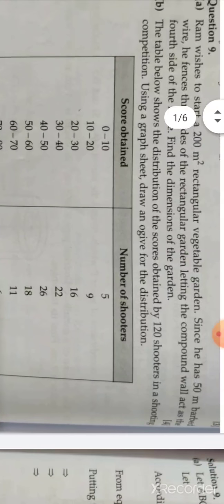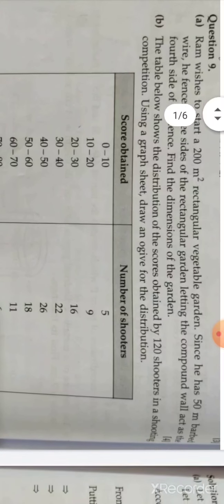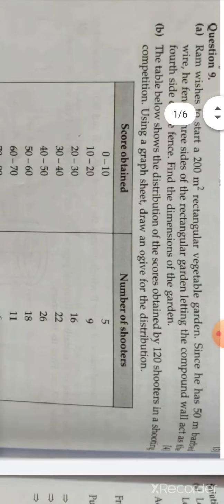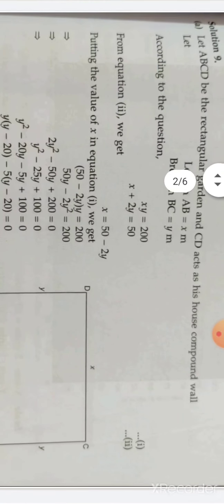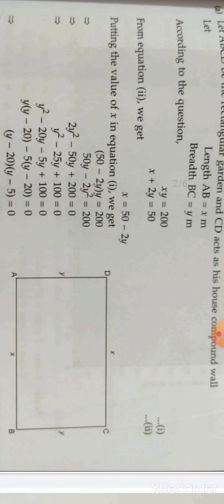Read the question again, you will understand that the compound wall is not fenced, the 4th side is remaining. So the breadth is counted 2 times, so 2y, and only one length is fenced, one is left out, which is the CD part. So we have to add the 3 sides of the rectangular garden. So we get x plus 2y is equal to 50, which is our equation number 2.